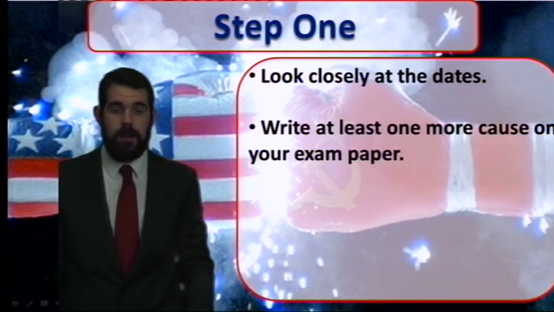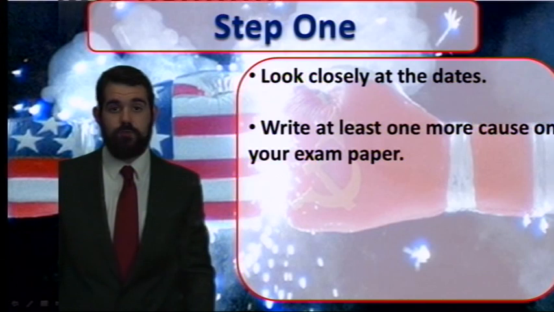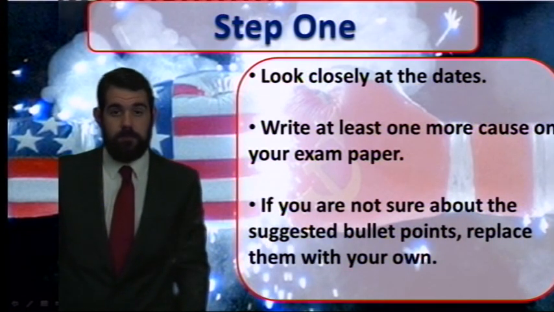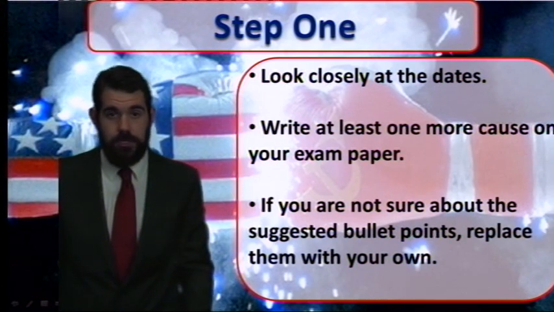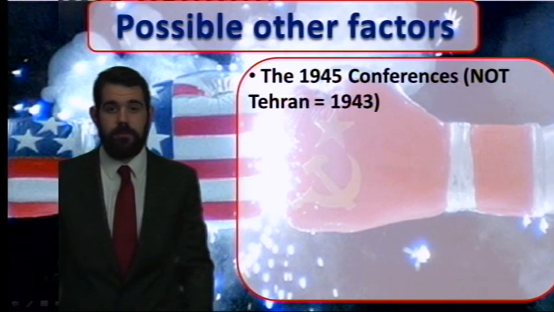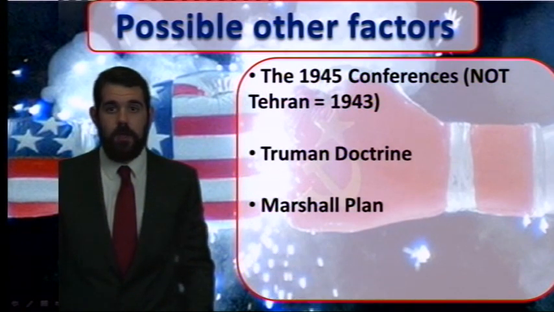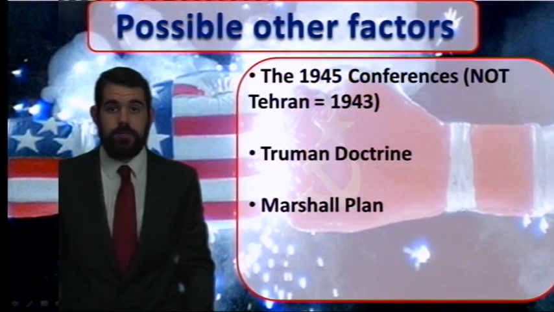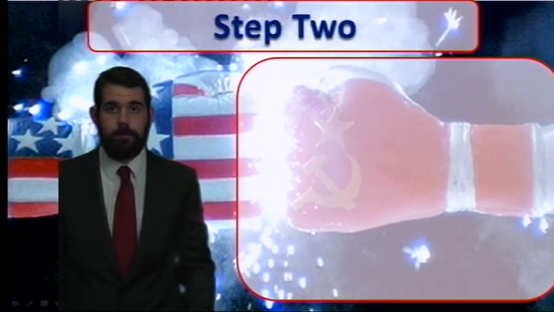So write at least 1 more cause on your exam paper under the bullet points that's relevant for those dates. If you're not sure about the bullet points they've given you, well, swap them out for something you do know about. You don't have to talk about them. So some possible other factors relevant to this question are on the screen there. Let me go back. Conferences, not Tehran because it's before 45, Truman Doctrine, Marshall Plan.